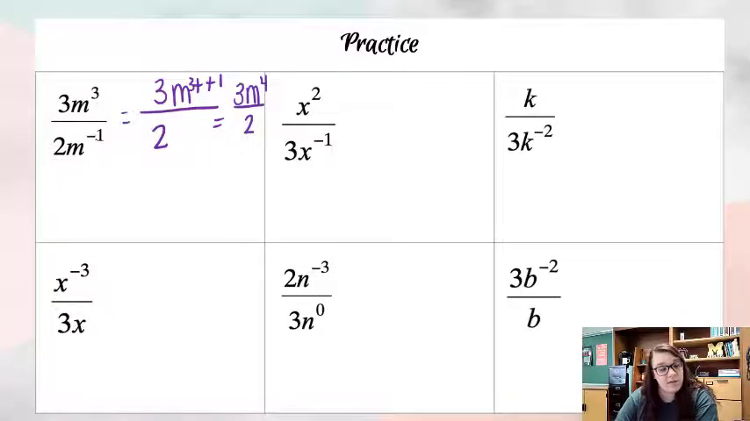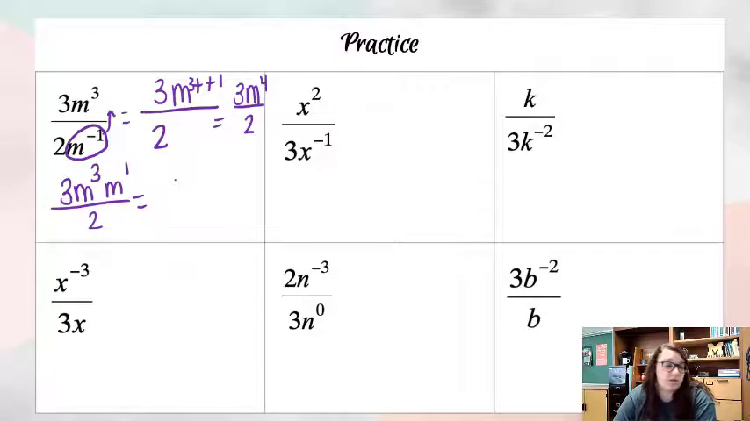The other way you can think about this problem is if you have a negative exponent, it always gets moved to the other side. So I could put it on top, and I would have had 3m cubed times m to the 1st over 2, which is also 3m to the 4th over 2. So 2 ways to think about it. Let's do the moving way, since that's kind of new to us.